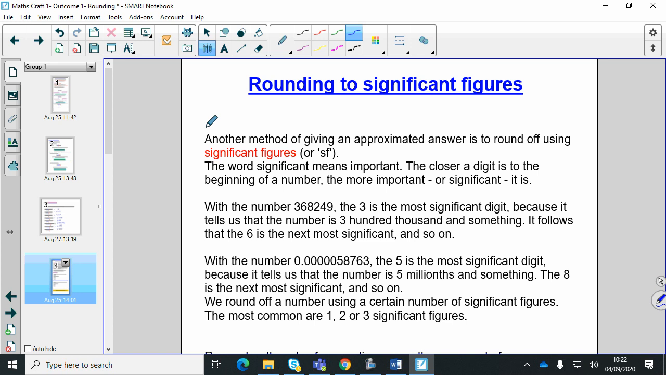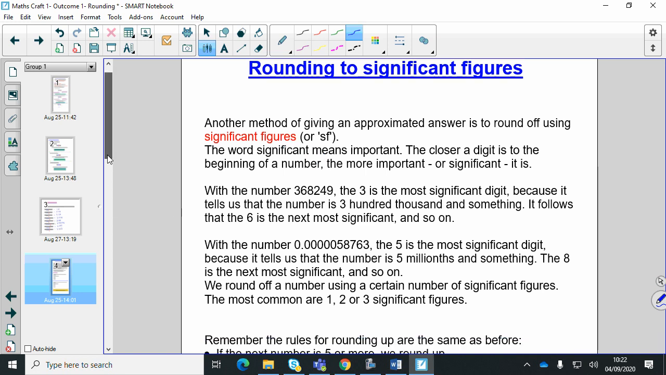So we look at this number here, 368249. Let's say that that is the population of a city. Now, the 3 is the most significant digit, okay? If that was the number of people in a city, 368,249, the 300,000 part is the most important part there, okay? And then the 60,000 part is the next most important part, and then the 8,000 part, and so on.